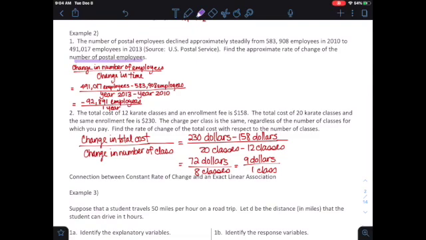Again, they tell you what they want first: the total cost with respect to the number of classes. So the total cost should be on top, which is the dollar amount. And it turns out to be $9 per class. You should also understand what it means if I give you $9 per class, or you can write it in fraction form.